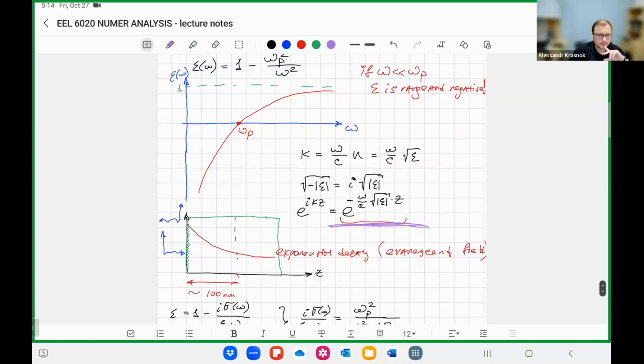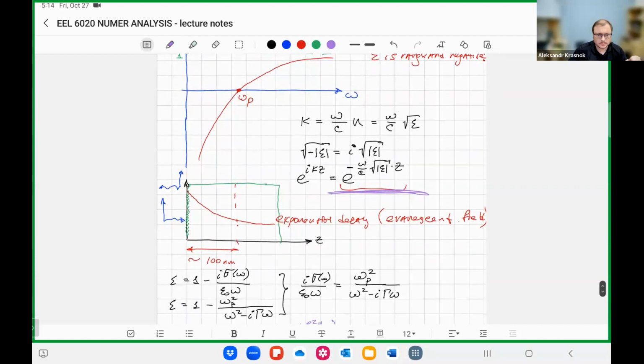And below the plasma frequency, the real part of the epsilon is negative. And even without any imaginary part, which accounts for the material loss, even without any loss, if the epsilon is negative, then this minus appears in this attenuation law. So it's not dissipation, it's attenuation. The field attenuates inside of the metal.